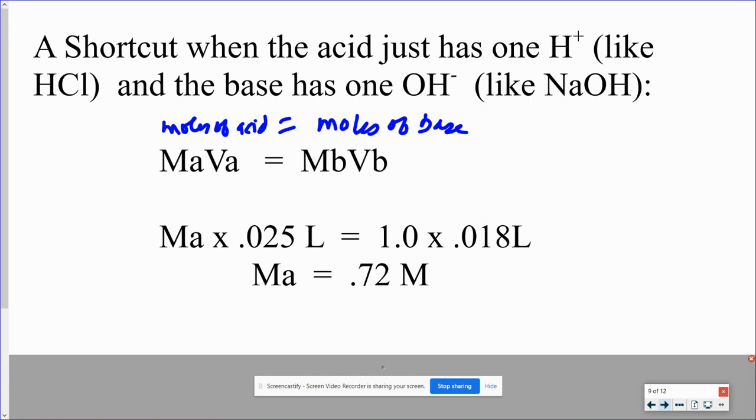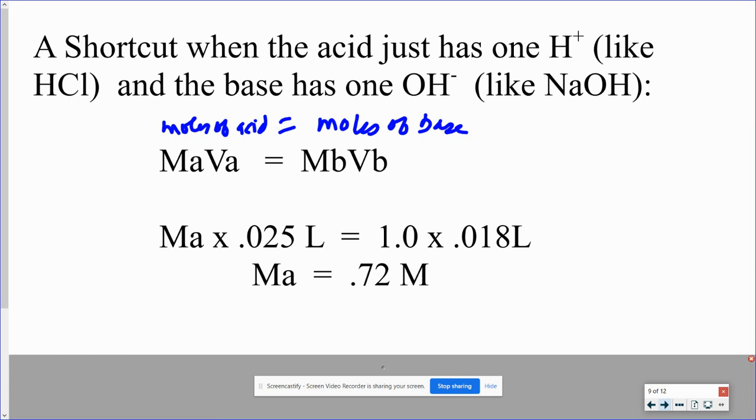Since the HCl had 1 H plus and the NaOH just had 1 OH minus, there is a shortcut where you can find the molarity of one from the molarity of the other. And that's just MAVA equals MBVB. Molarity of acid times volume of acid equals molarity of base times volume of base. Plugging in the volume of the acid, 0.025 liters, plugging in the molarity of the base that I had already found, and then plugging in the volume of base in liters, I can solve for the molarity of the acid. So that's a little shortcut, same result but doing it just a little bit faster.